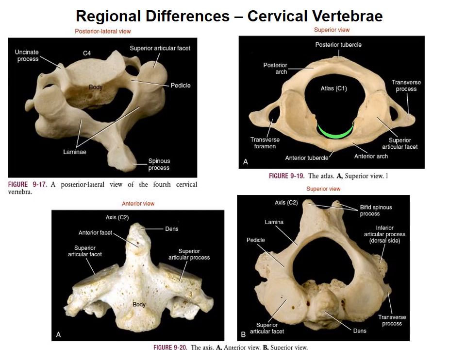Now looking at the bottom two pictures of the axis, you get an excellent superior and anterior view of the dens, sometimes called the odontoid process. And you can start to think about how that articulates with the atlas on that facet described before.